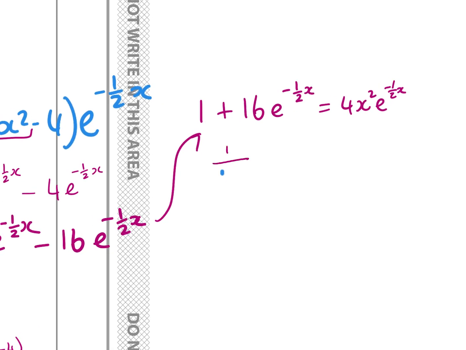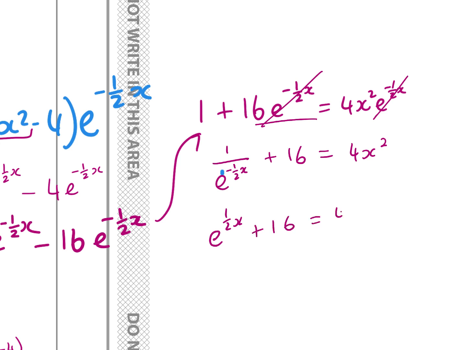So 1 over e to the minus a half x is going to give us a positive. So isn't that just e to the half x, yes. So this is e to the half x. 16 e to the half x divided by e to the half x is going to cancel. Plus 16 equals 4x squared. Now I'm going to divide everything by 4.